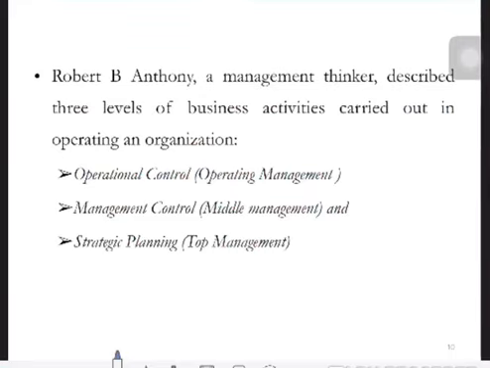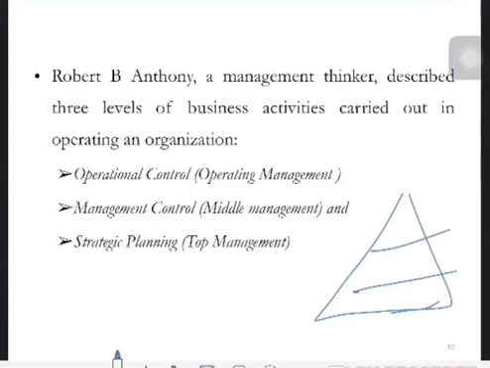And here also Anthony, a management thinker, describes 3 levels of business activities carried out in operating an organization. So here we have 3 levels. We have lower level, we have middle level, we have top level. So the lower level is operational, the middle level is management, and the top level is, we can say, strategic level. So operating አይነት አክቲቪቲ የሚካሄድበት we call it lower level management. Management አይነት አክቲቪቲ የሚካሄድ we call it middle management, and at the top level we have strategic planning or top management.